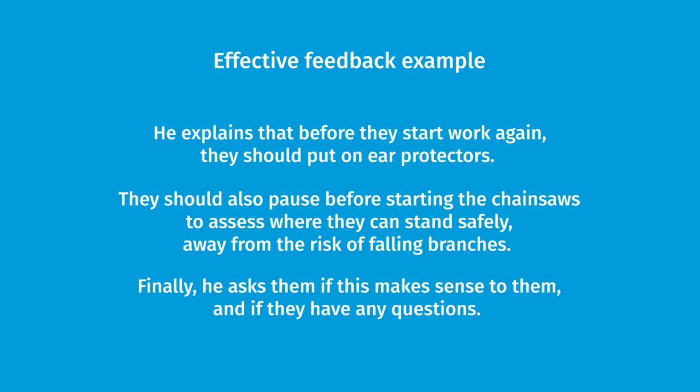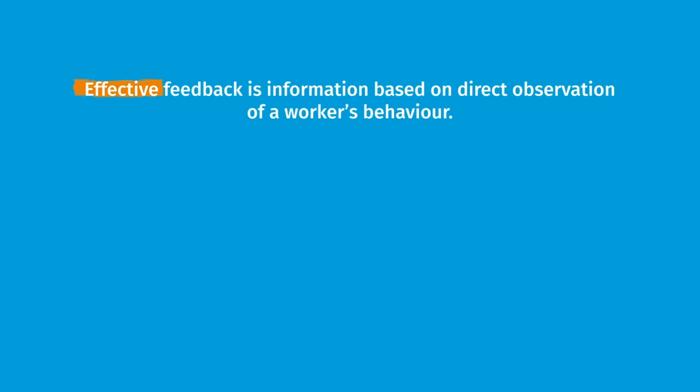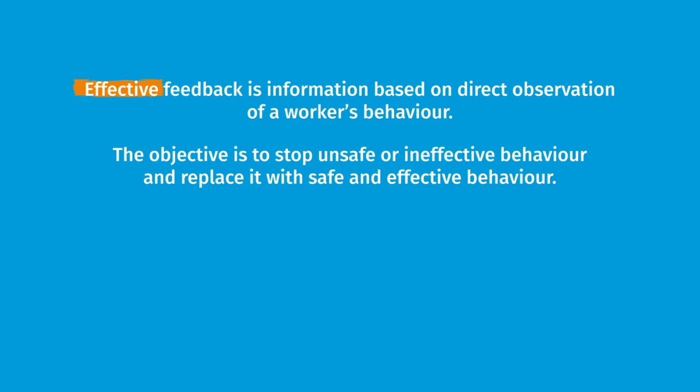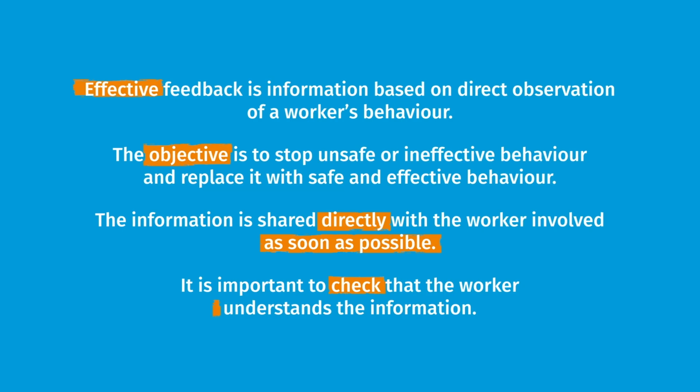Okay, so let's recap everything that we've covered so far. Effective feedback is information based on direct observation of a worker's behaviour. The objective is to stop unsafe or ineffective behaviour and replace it with safe and effective behaviour. The information is shared directly with the worker involved as soon as possible. It's also important to check that the worker understands that information.